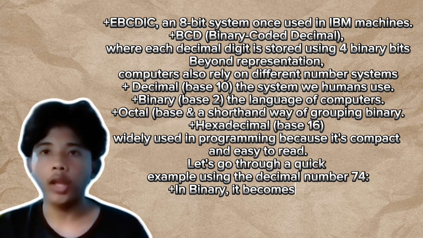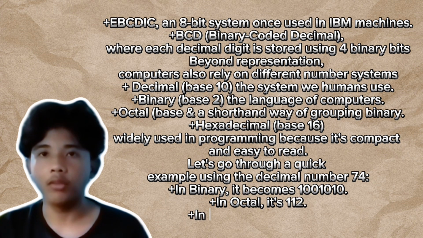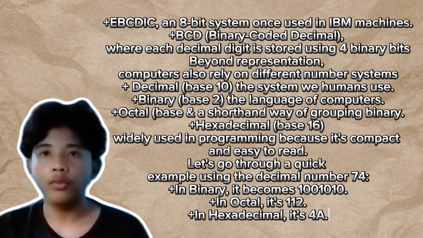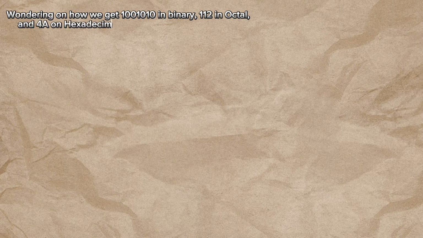Now let's go through a quick example using the decimal number 74. In binary, it becomes 1001010. In octal, it's 112. In hexadecimal, it's 4A. Wondering how we get 1001010 in binary, 112 in octal, and 4A in hexadecimal?